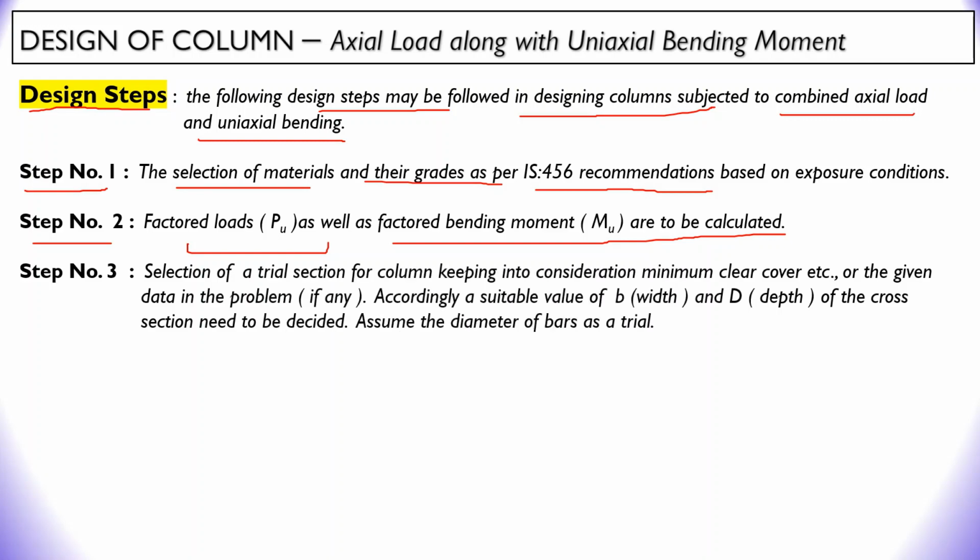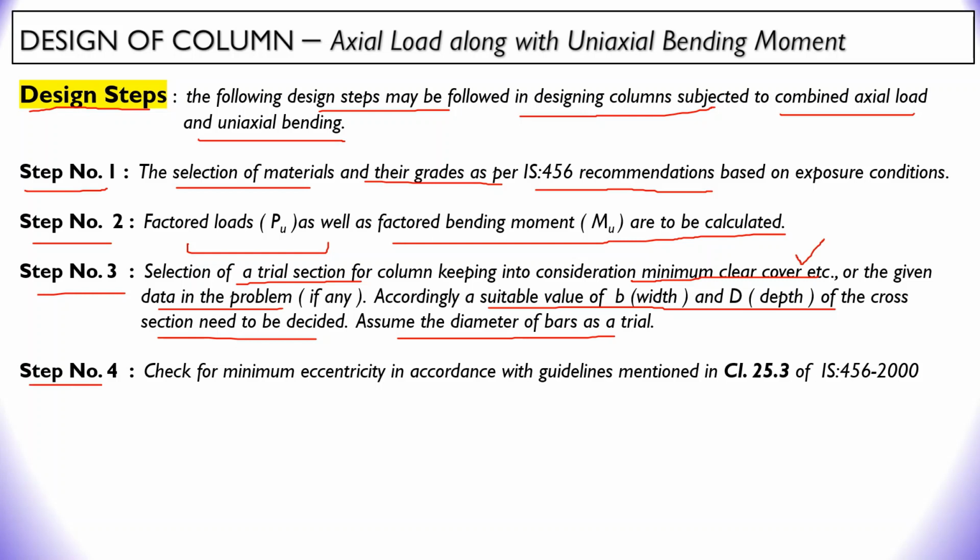Then in step number three, we can select a trial section for the column, keeping in consideration the minimum clear cover. Here, we first have to assume the minimum clear cover, or if it is given in the problem, then no issue. Accordingly, a suitable value of width and depth of the section, that is the cross-section dimensions, needs to be decided. Along with that, we can assume the diameter of the bars which we are going to use as main reinforcement or longitudinal steel.